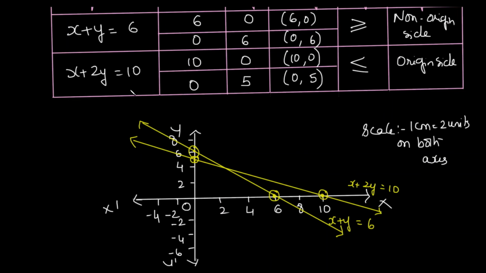And the second line, that is x plus 2y is equal to 10, has its solution on the origin side. That means the feasible region comes below the line. The lower half plane is the feasible region for this particular line. As a result, the common region for both the lines, if you observe, is this region. A very nice conical region we get, and this becomes the feasible region for these two lines according to the conditions which are given to us.